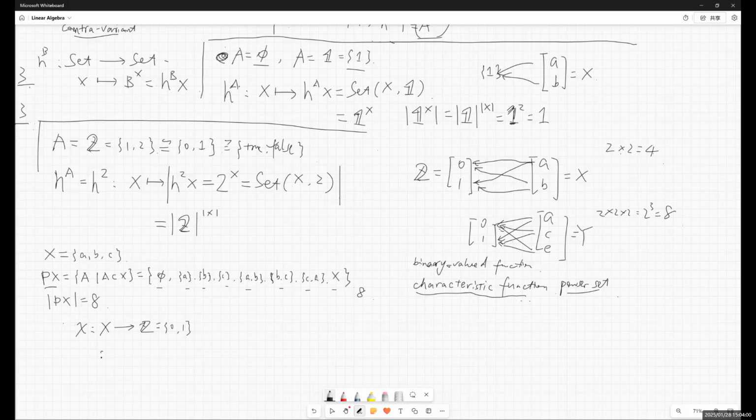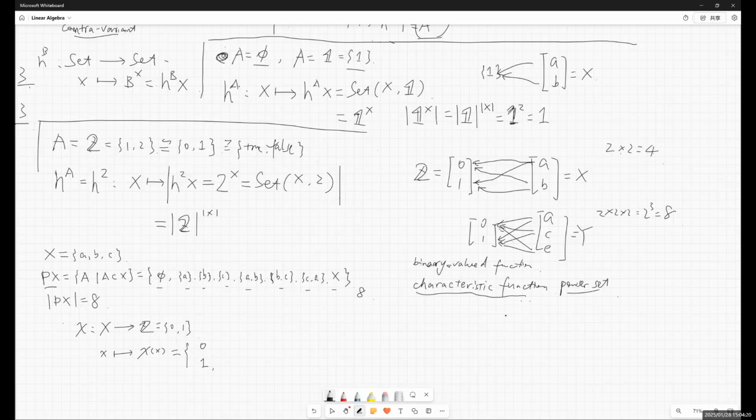We have an element X. It is mapped into the characteristic function chi X, and it could be valued 0 or 1.